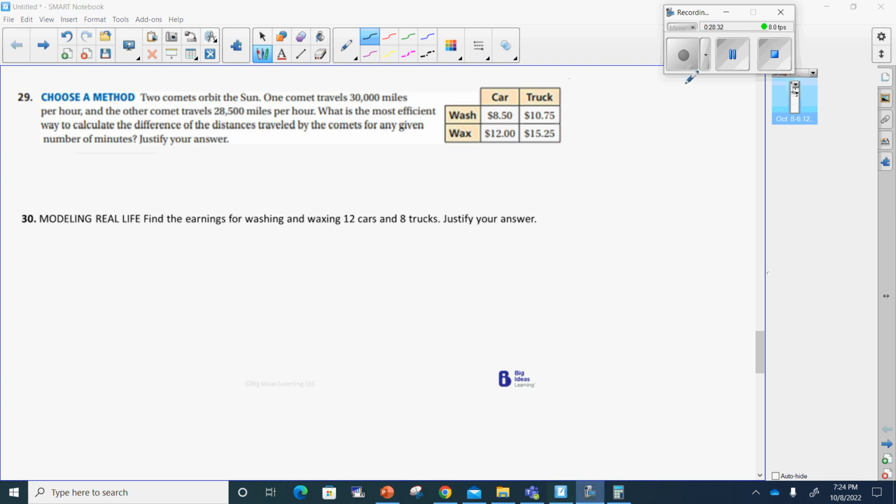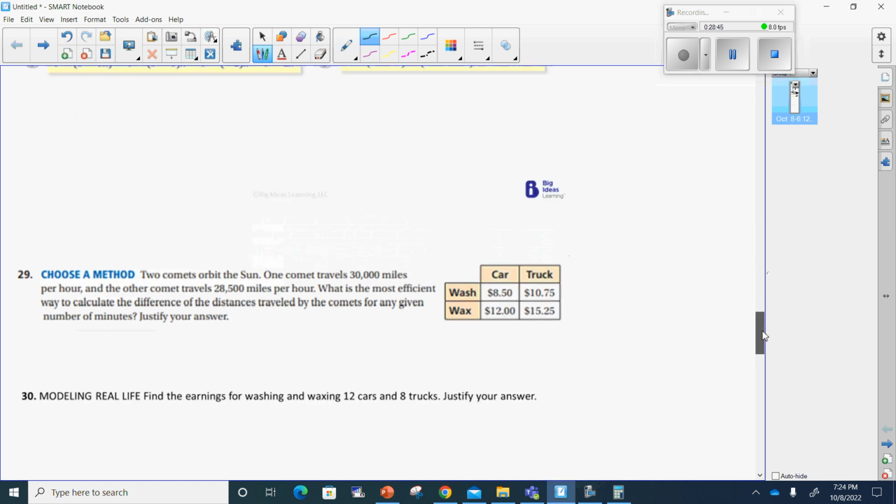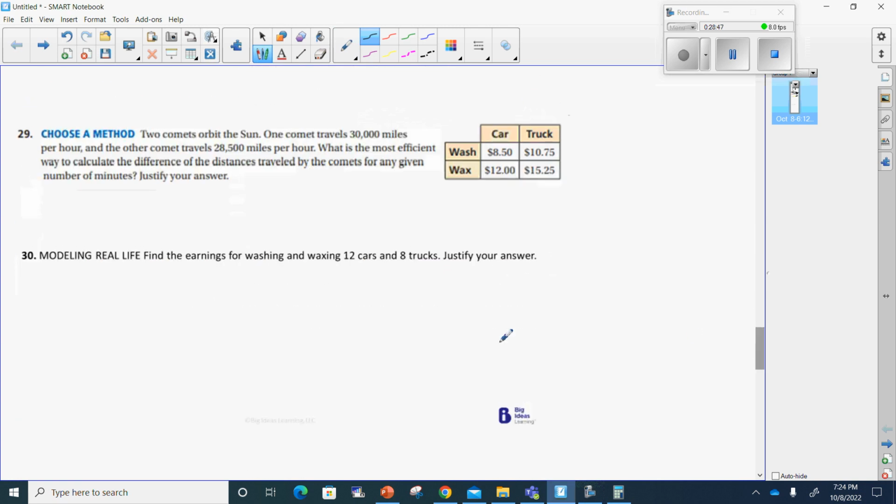I'm sorry, I had to stop the video for a minute because I was trying to figure out where all this car and truck and car wash came from. This has nothing to do with this problem, so I'm just going to mark it out. It was obviously meant for a different problem, maybe over here with car washes. So this probably should have been for this problem over here, and I apologize for that. But now you know how to do number 30, and I'm going to show you how to do number 29.